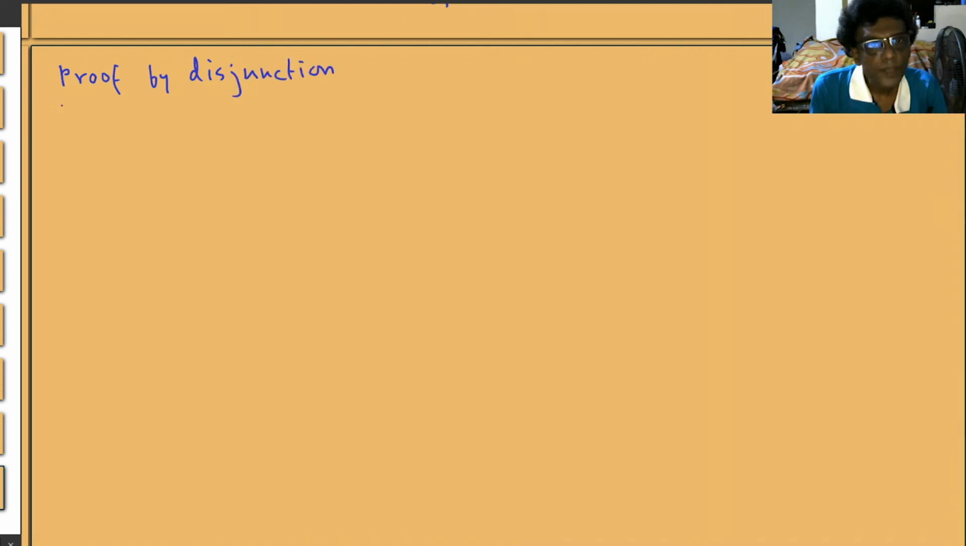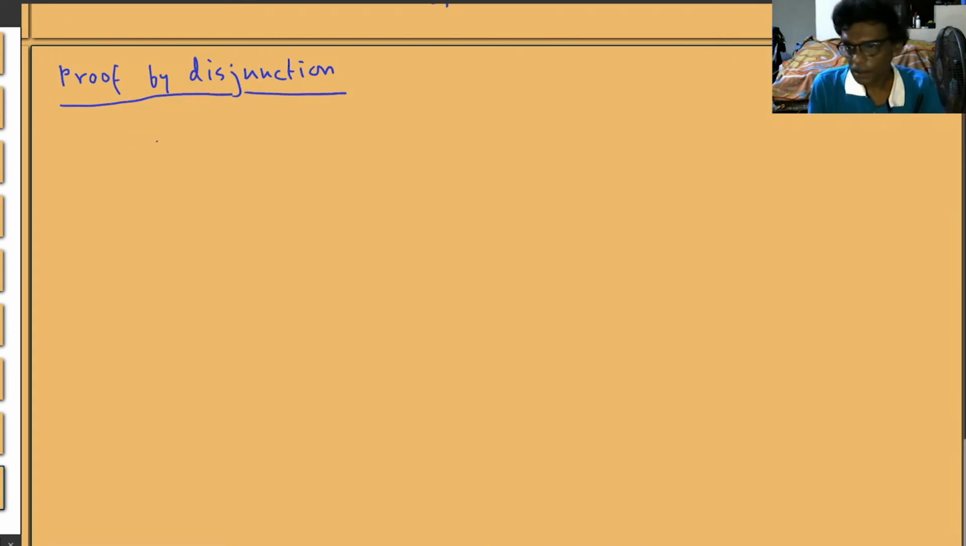Okay. So we have seen examples of things like P or Q implies R. Now I want to do something a little different. I want to prove P implies either Q or R.